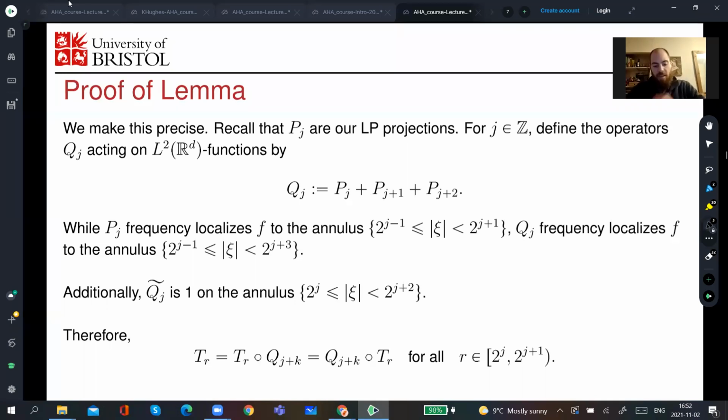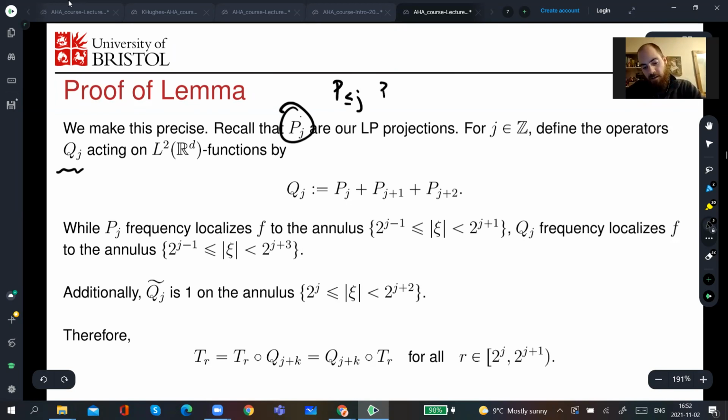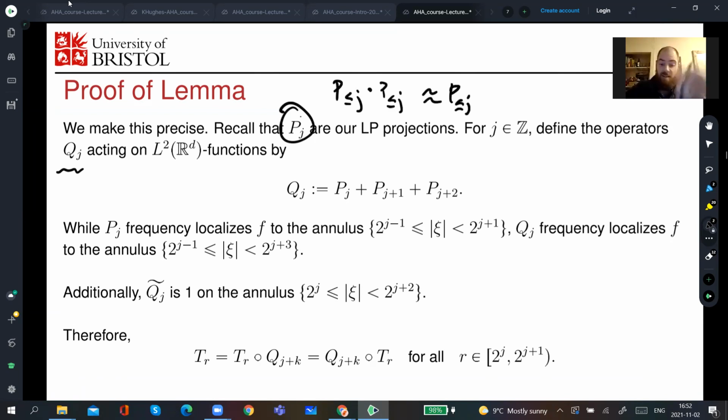Well, remember that the P_j are Littlewood-Paley projections. Let's introduce Q_j. I said that the sum of P_j, for j less than or equal to J, is roughly itself. Now we're going to get into what "roughly" means and use that to our advantage, by introducing these Q_j. And what is Q_j? I take P_j, and then I take P_{j+1} and P_{j+2}.